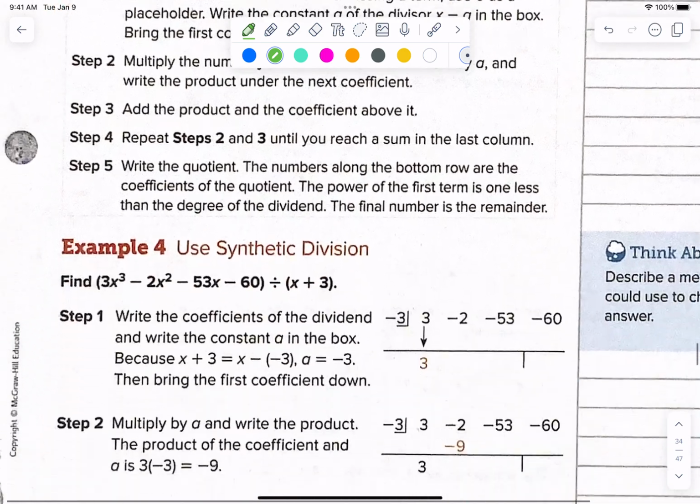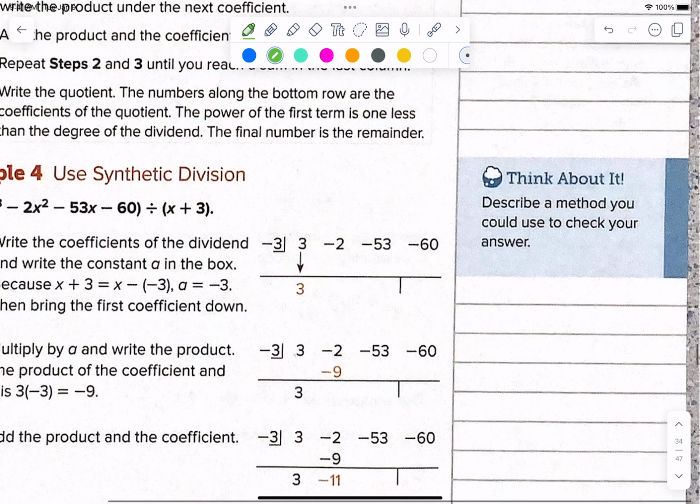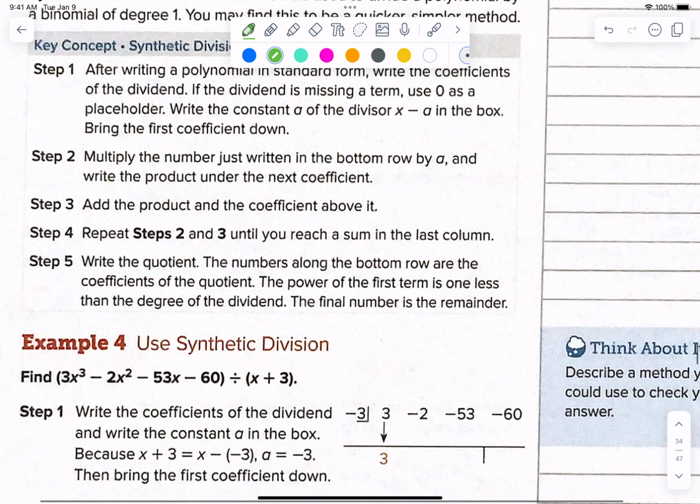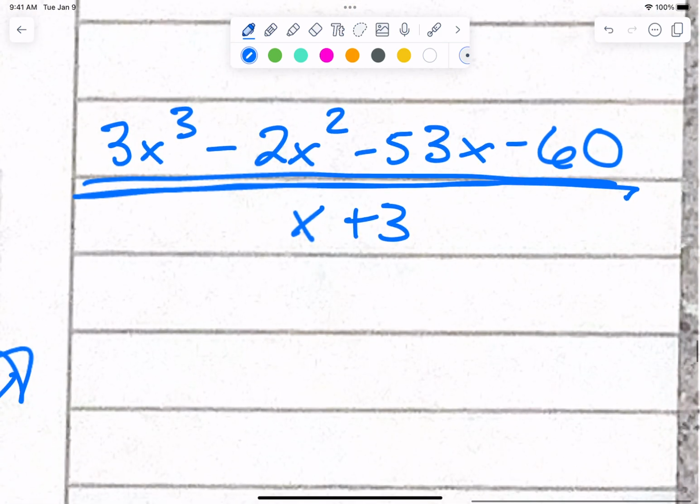Now, we're going to do synthetic division. Here is how synthetic division works. I'm going to put it off to the side over here because I hate their work. So I'm going to put it up here at the top. We are taking something real big. We're taking 3x to the third minus 2x squared minus 53x minus 60, and I am dividing by x plus 3.